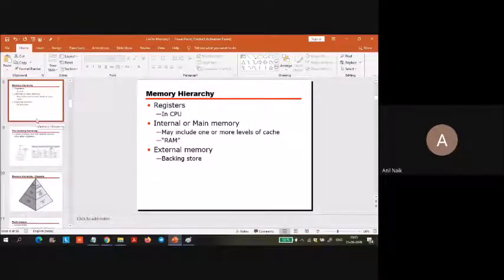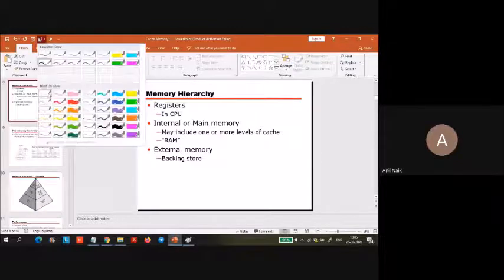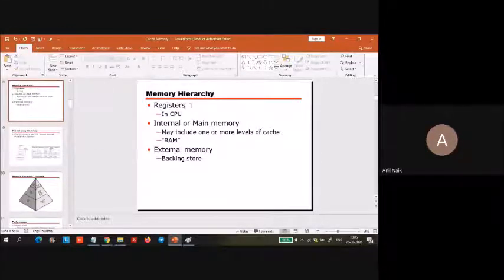Memory hierarchy means here we use some terminology to store the data, like registers in the CPU, and internal or main memory. Main memory may include one or more levels of cache, that is RAM. External memory means the hard disk and all we can consider.